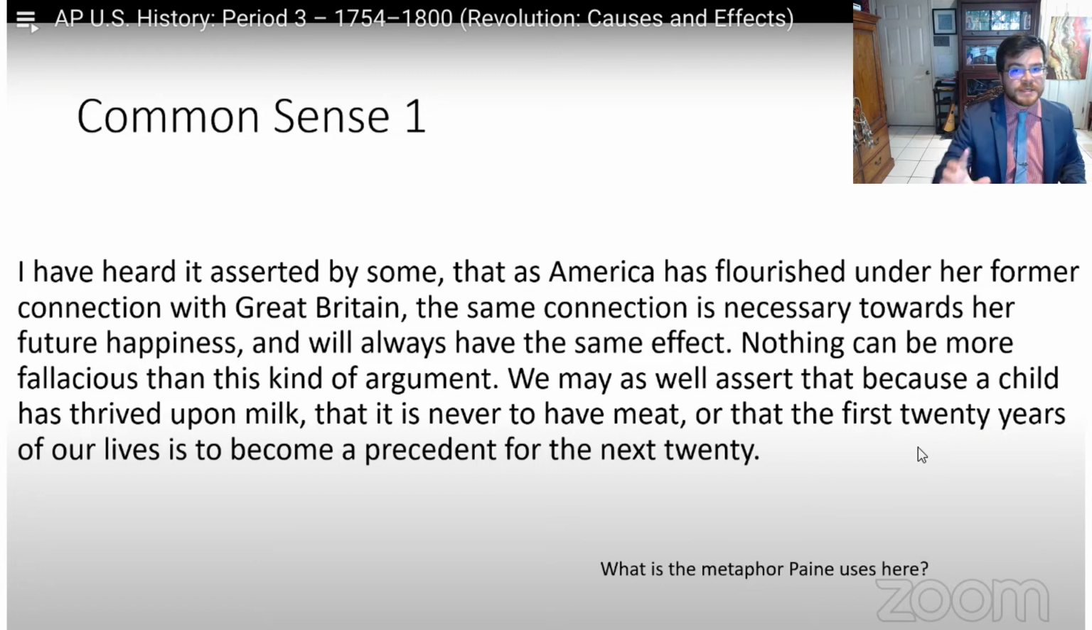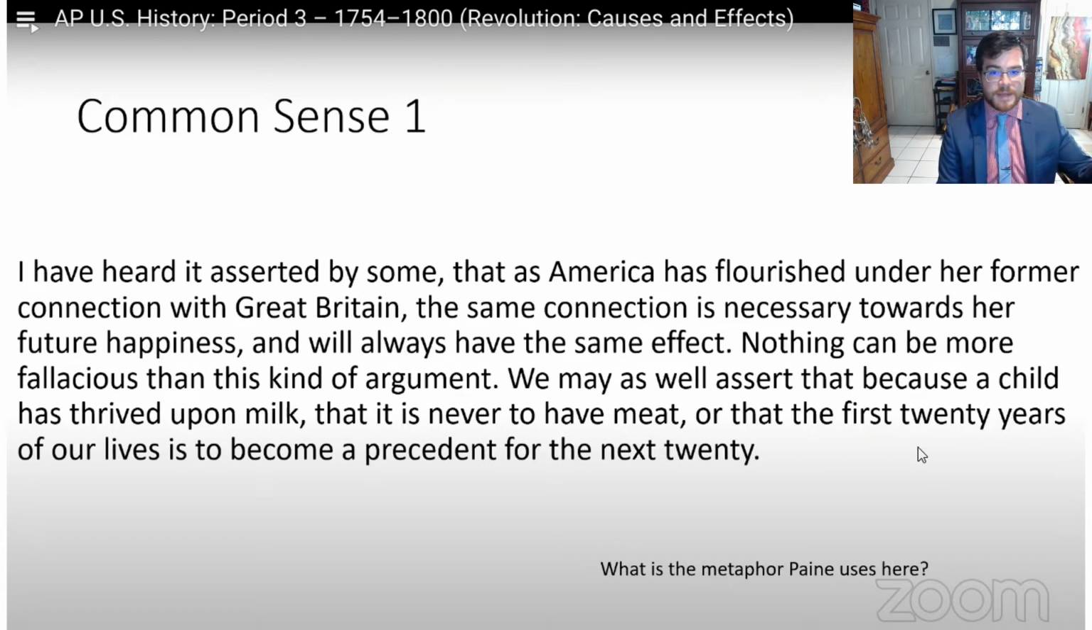So, Common Sense. Thomas Paine wrote Common Sense to persuade people. So it's a persuasive work of literature, right? And so he's making an argument. He's saying, look, some people, what's the counter argument? What's the other side? They're thinking, oh, well, the colonies have all that we have because we're with England. England has made us flourish, right? And he's like, well, not necessarily. And he makes a metaphor, right?